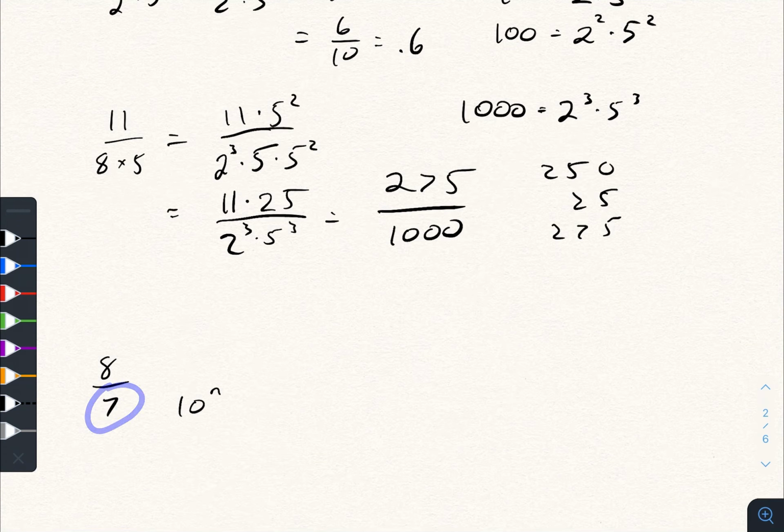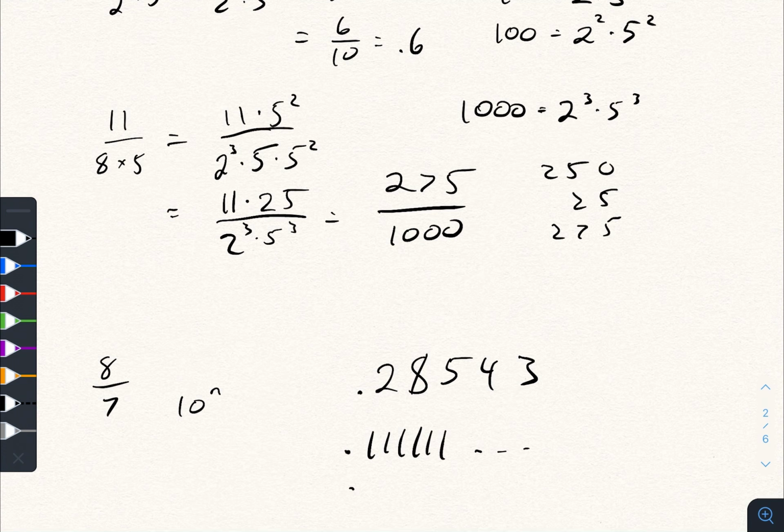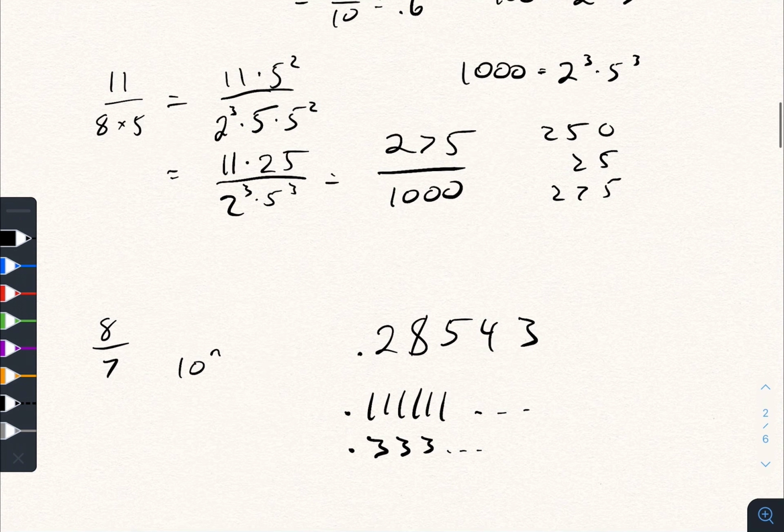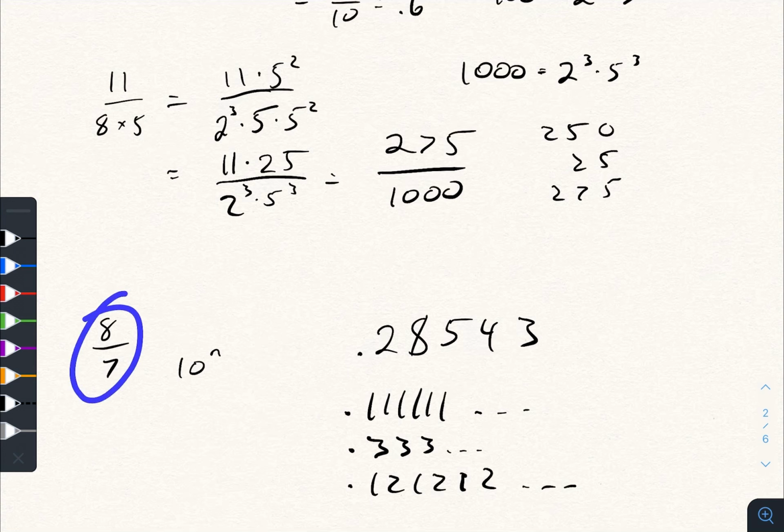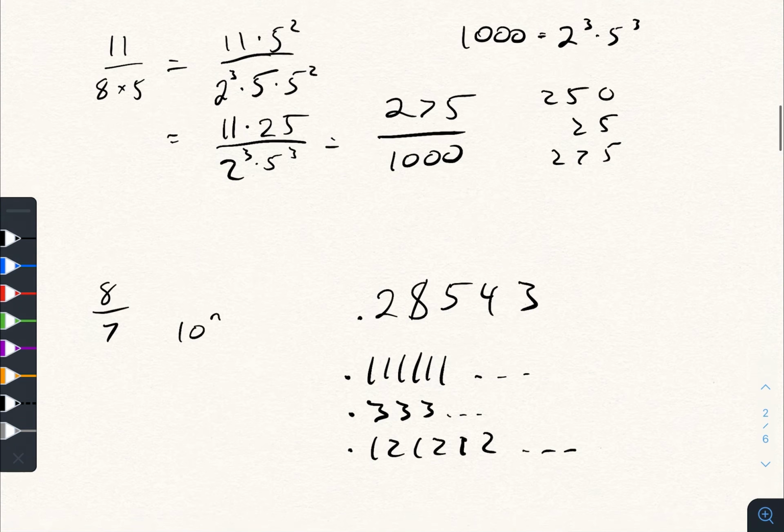So our denominator always has to consist solely of powers of 2s and 5s in order for us to write it as what we call a terminating decimal, something like this, where the decimal stops after a while. This is called a terminating decimal. Whereas if you do 0.1 repeating or 0.3 repeating, or 0.12, 12, 12 repeating, these are examples of non-terminating decimals. So this would end up giving you a non-terminating decimal. We'll explore that more at a later time.